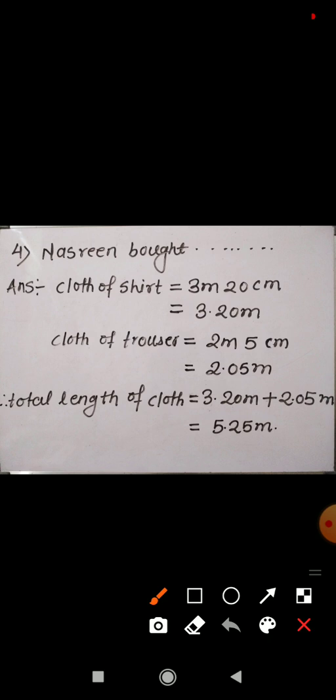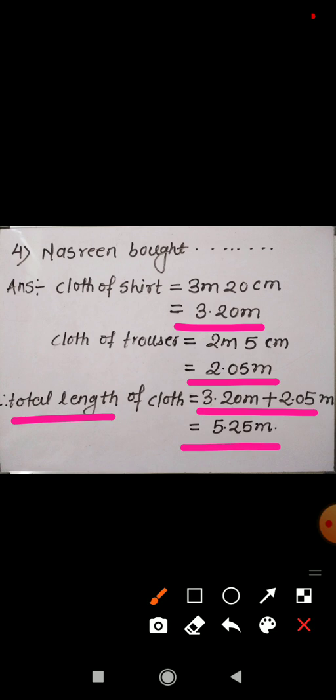And what are we asked to find out? We are asked to find out the total length. Now to find out the total length, what do we have to do? We need to add the length of cloth for shirt and length of cloth for trouser. And addition becomes very simple again. You can see here the addition comes 5.25 meter. Means total length of cloth is 5.25 meter.